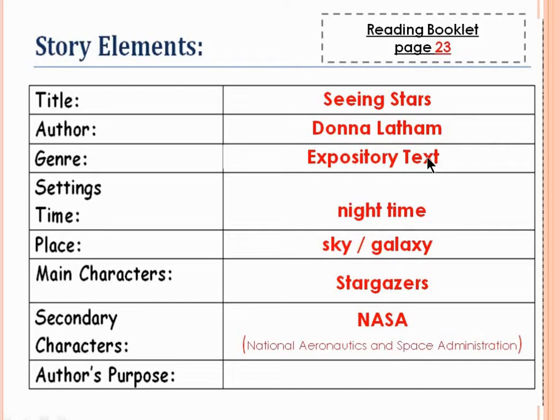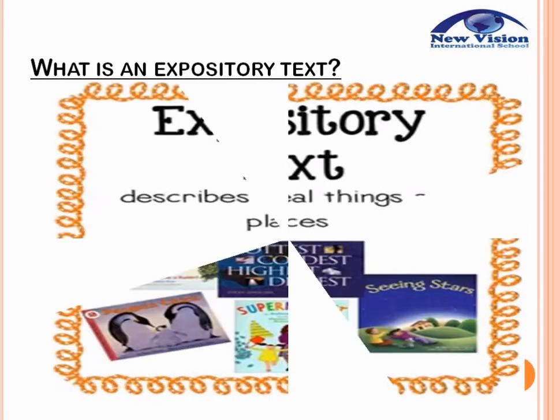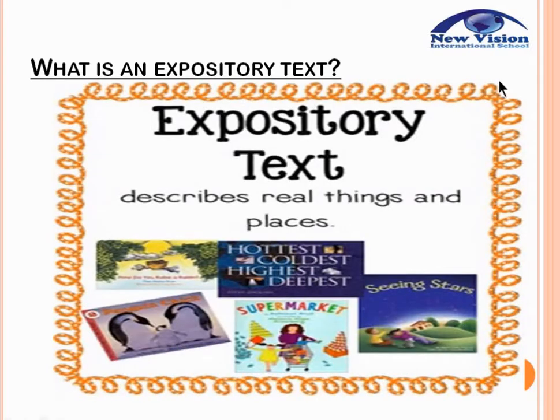If the genre is expository text, automatically the author's purpose is to inform the readers about stars. Again, what is the meaning of expository text? It describes real things and places.